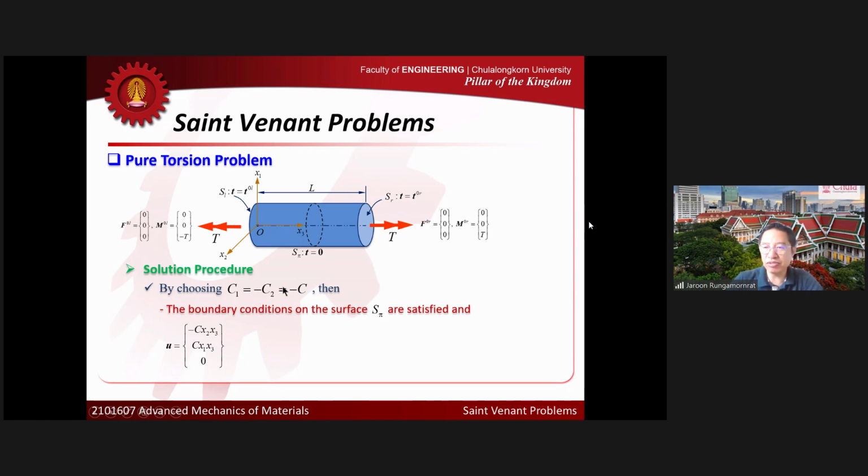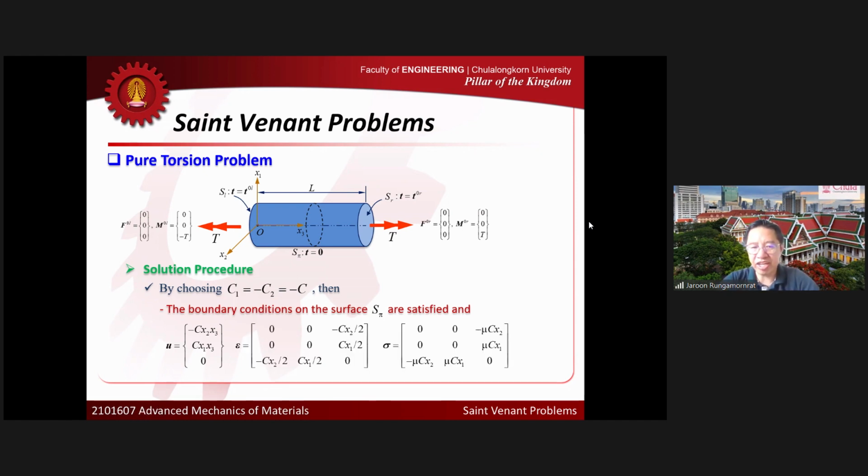I try to reduce the unknown constant to C. Okay, I try to get the form with only one constant here. So this is the summary after we enforce the conditions on the surface S pi. Okay, so we have the displacement field, strain field, and stress field like that.